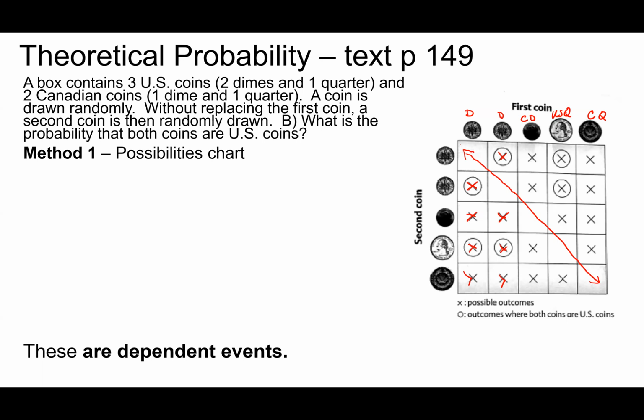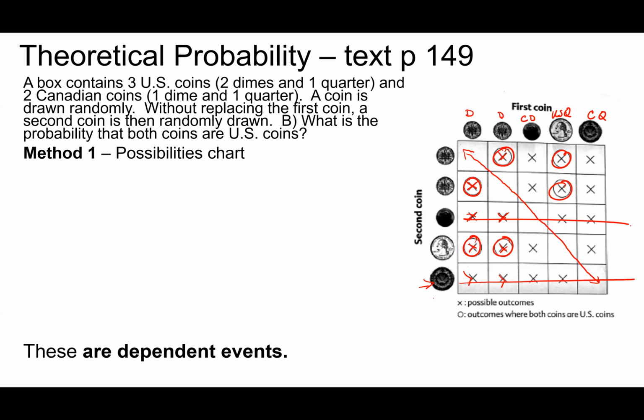All right, now let's circle the times when both coins that are drawn are US coins. Okay, there's one here and there's one here. And then there's dime, dime, dime quarter, dime quarter, dime quarter. And these are Canadian coins right here. So that whole row would be crossed out and that whole row would be crossed out. So what's the probability that both coins are US coins, even if we leave one out? What's the probability?